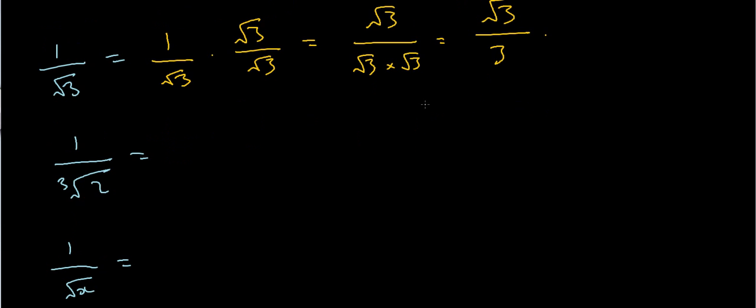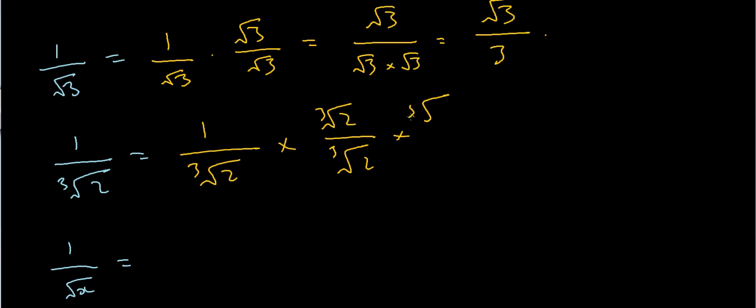So let's look at the next example. In this example I've got 1 over the cube root of 2. So what must I multiply the top and the bottom by to get something rational in the denominator? I want to hopefully end up with a 2 in the denominator. So how do I do that? Well, I've got to multiply it by the cube root of 2 twice. So this is the same thing as 1 over the cube root of 2 times the cube root of 2 over the cube root of 2 times the cube root of 2.